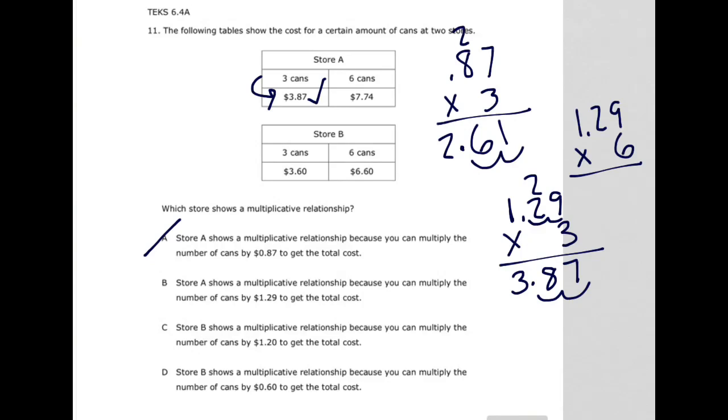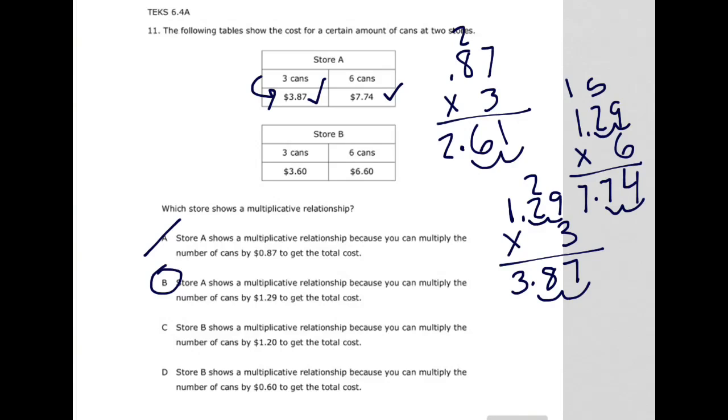6 times 9 is 54. 6 times 2 is 12, plus 5 is 17. 6 times 1 is 6, plus 1 is 7. Move it twice, I get $7.74, which is the second part of the table. So it looks like answer choice B is correct. Store A shows a multiplicative relationship because when you multiply the number of cans by $1.29, you get the total cost.